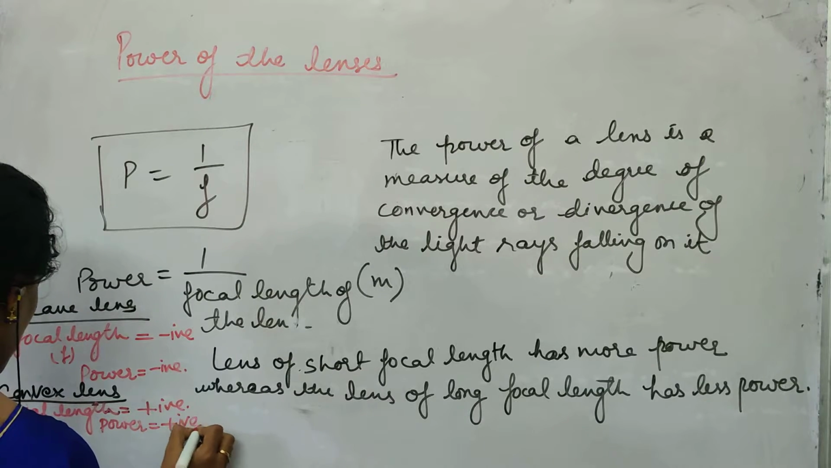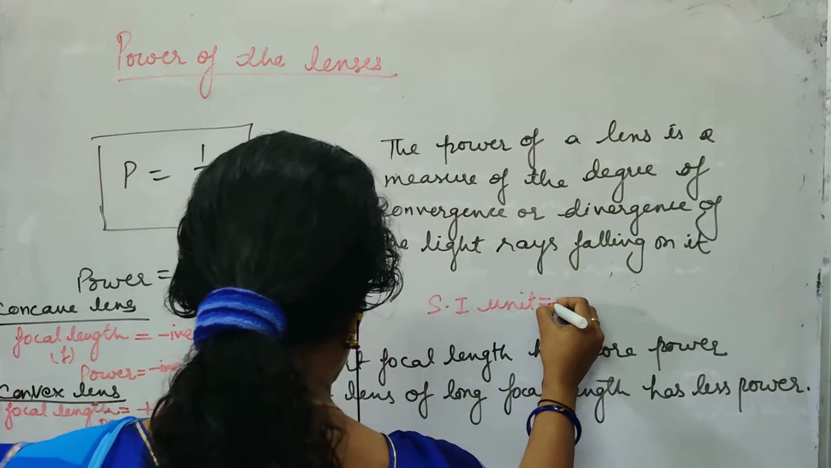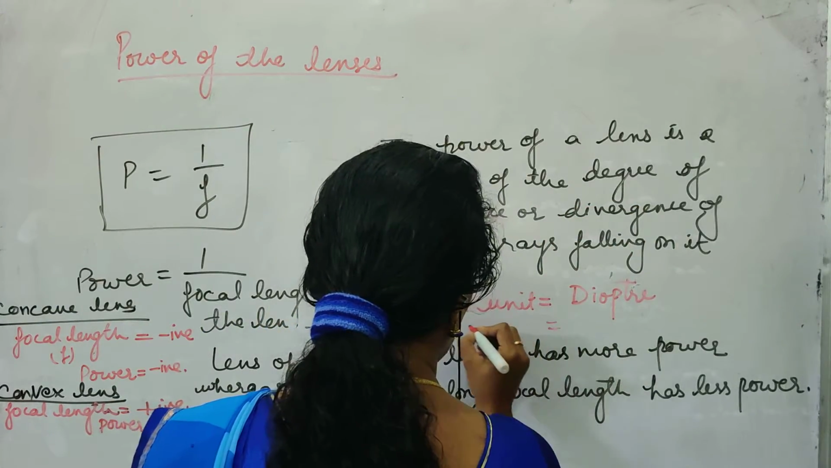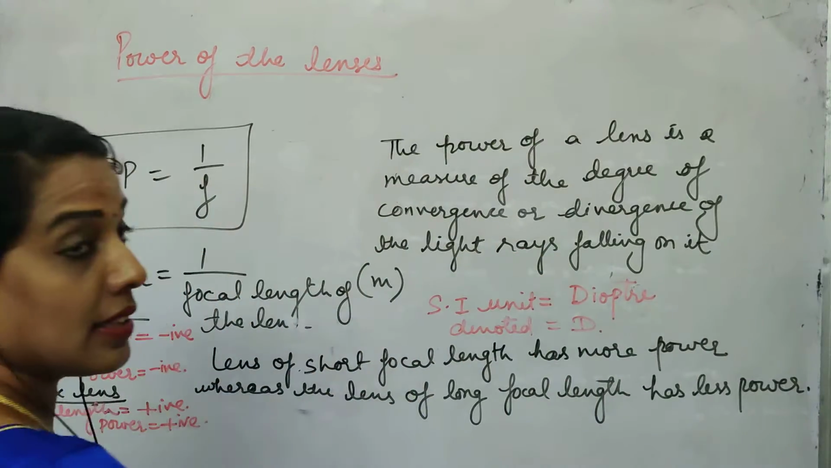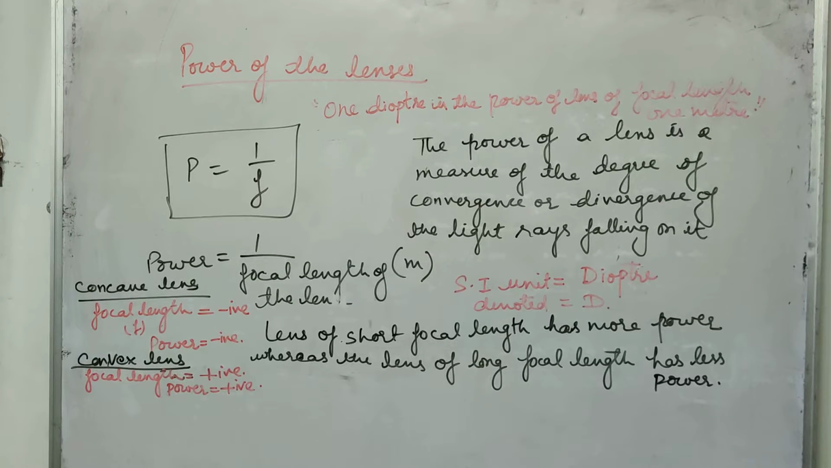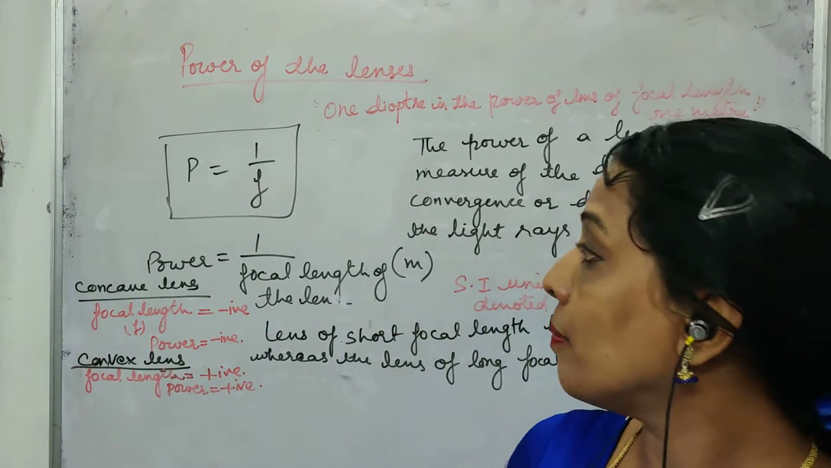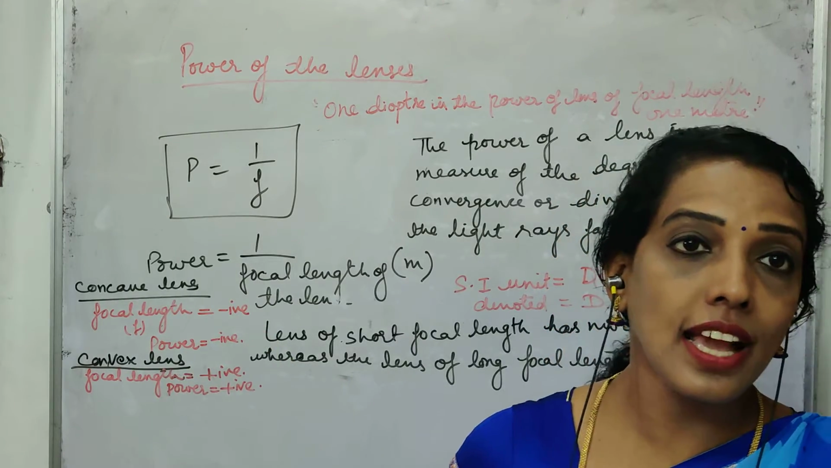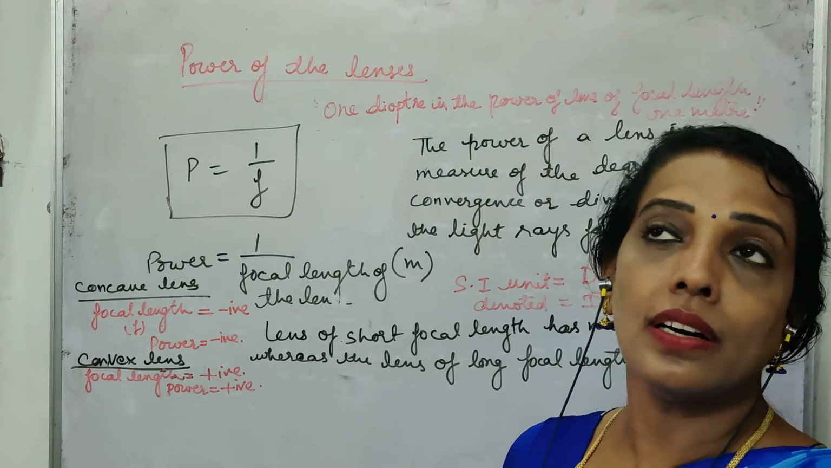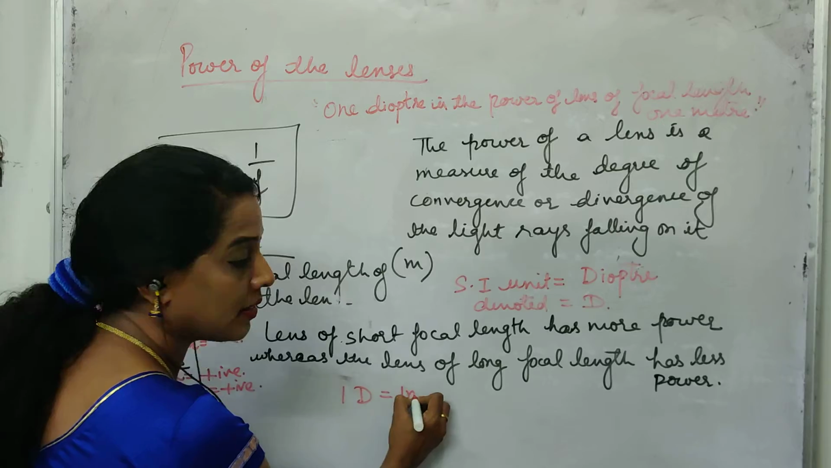So power is also positive. And its SI unit is diopter, and it is denoted by D. So simply we can say that the power of the convex lens is positive and the power of the concave lens is negative, and its SI unit is diopter, denoted by D, and 1 D is equal to 1 meter to the power minus 1.